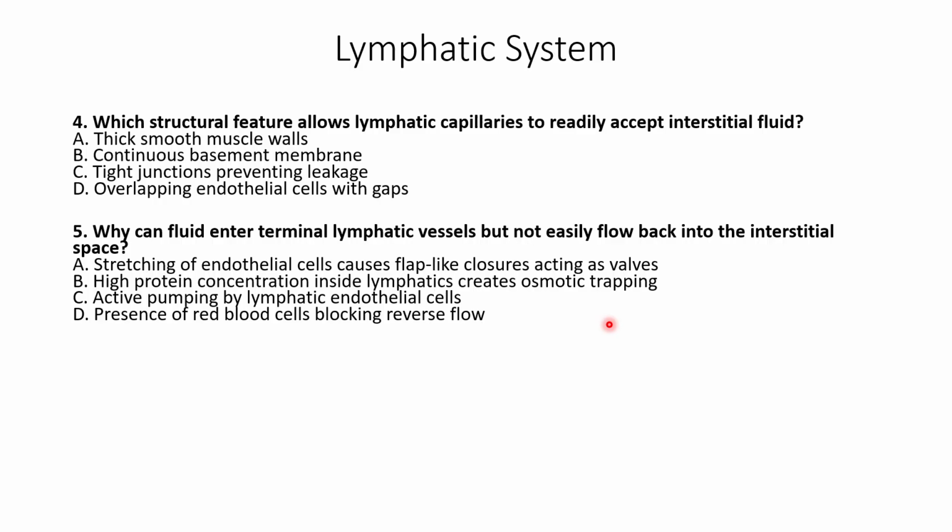So the correct answer here is A option, which is stretching of endothelial cells causes this flap-like closure, which acts like a valve. These endothelial cells overlap and form these valves, and they have gaps that allow the fluid in from in between. Imagine you're holding your palm straight like a triangle. It opens in one way, but if the liquid tries to come back, you just flip your hands back down, and that's what the valve is like. So that's why backflow does not happen.